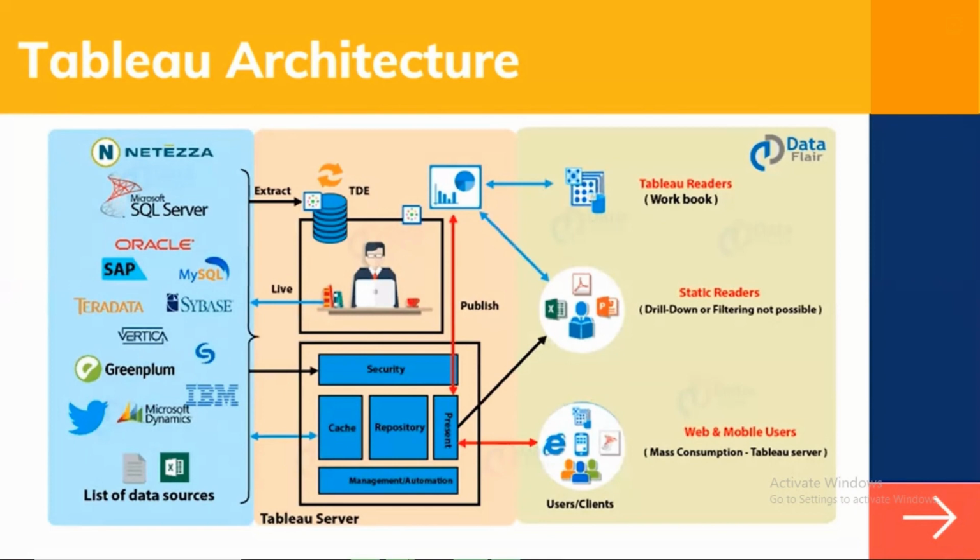Basically, a user can get the data from these multiple sources in two ways. One is what you call a live data connection.